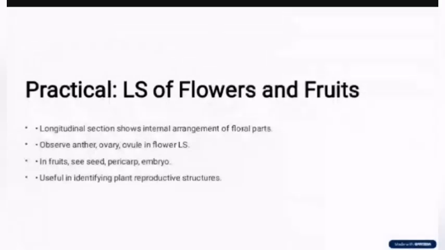So let's look at the practical section once more. Once you bring a flower, cut it into half, then you can observe these things you mentioned: the anther, the ovary, the ovum. Now, for your fruit, this is where the practical lies. Bring your fruit, cut it into half in longitudinal section. Then you will see the seed, the pericarp, and the embryo. Or you can bring your mango seed, eat it till it is white, and have that white hair.